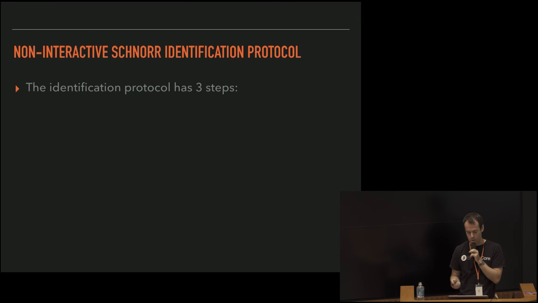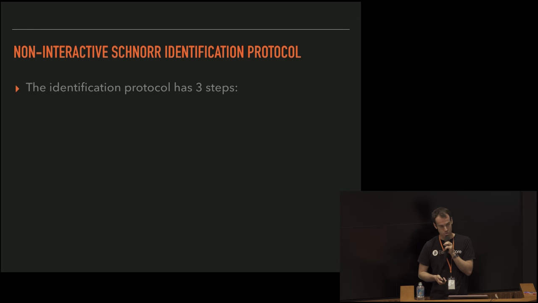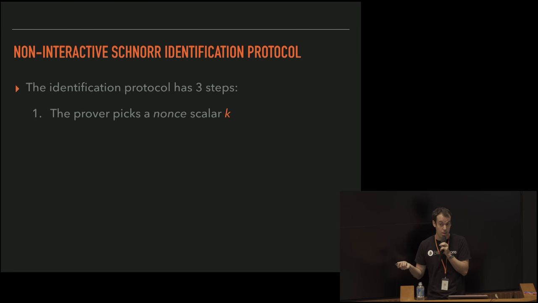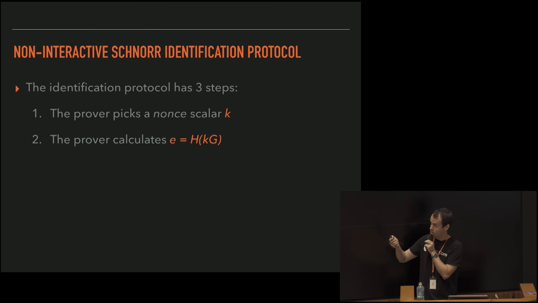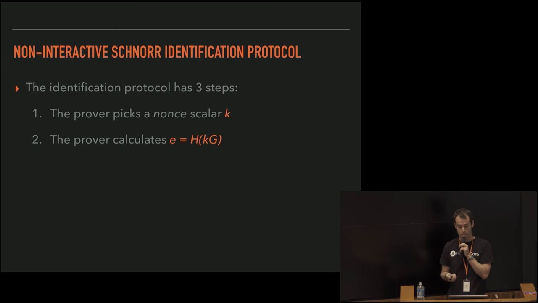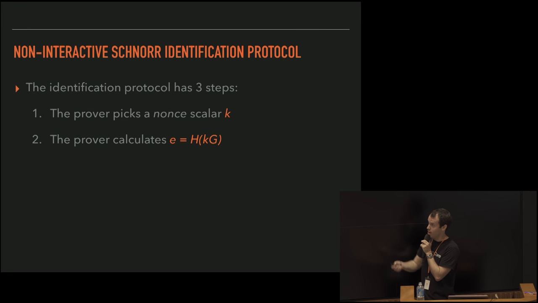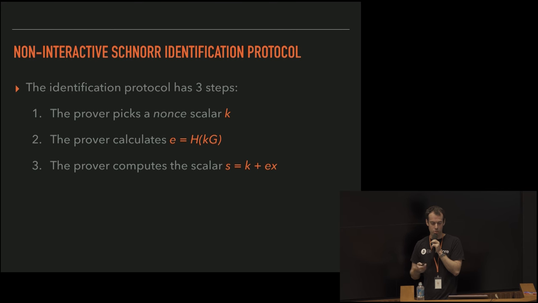Okay, so what does that look like? Now the identification protocol has three steps as before. So the prover picks this nonce k, this number used once. The prover calculates E, which is a hash of big K, right? So in Bitcoin, we're going to use SHA-256, for example, but any hash function where we can't predict what the output will be given the input, we use that. And then the prover computes a scalar s = k + ex.